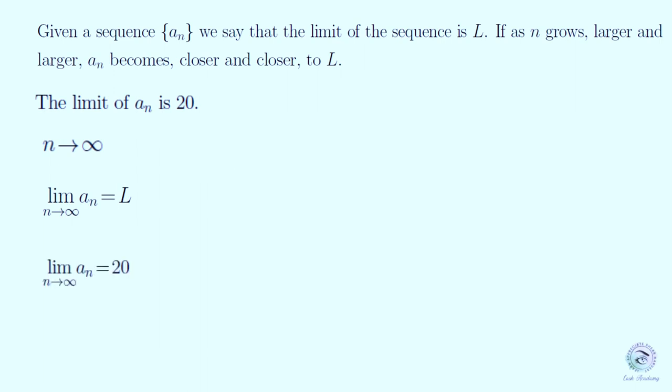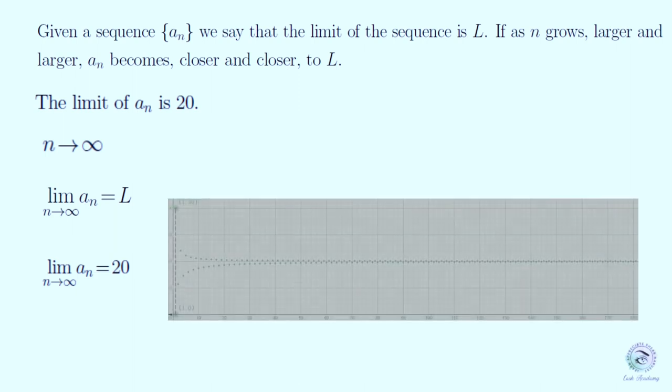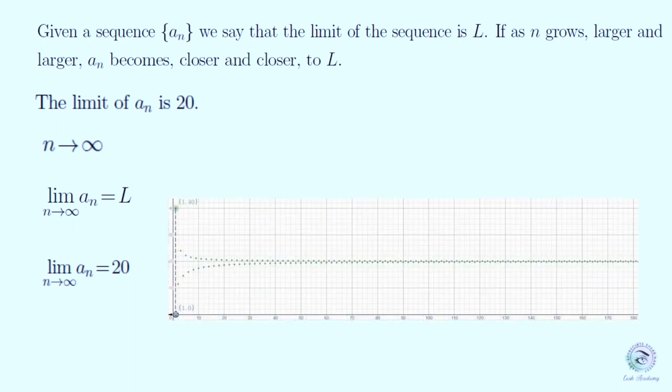Also, we should mention here that when we say the limit of a_n is equal to L, in general, it doesn't mean that at some point a_n will attain the value of L. It only says that as we move along the sequence by increasing n values, a_n will keep getting closer and closer to L. In the current example, a_n never attained the value 20. We can't find any value for n such that a_n equals 20.